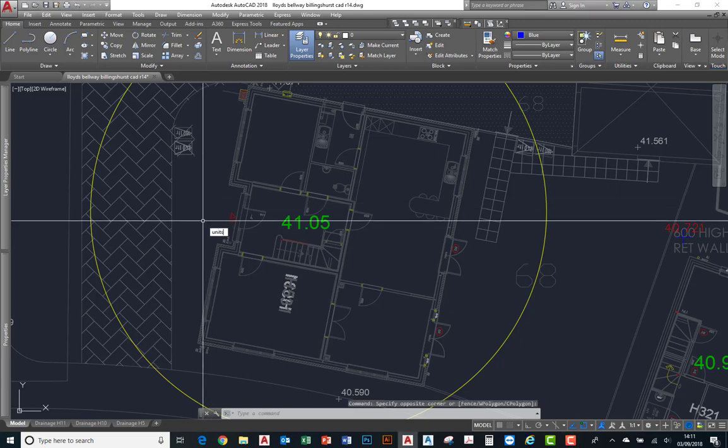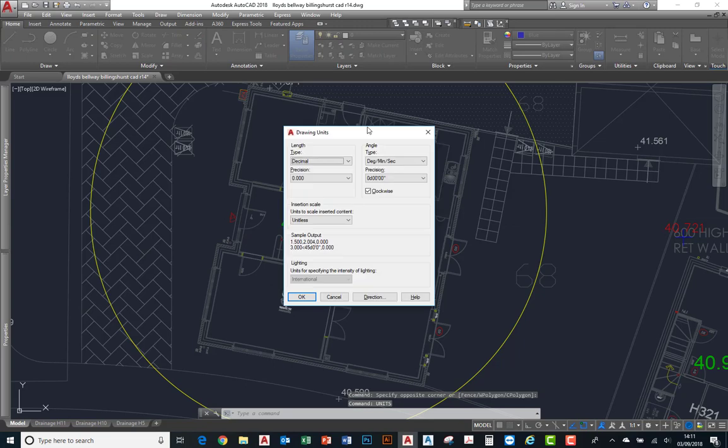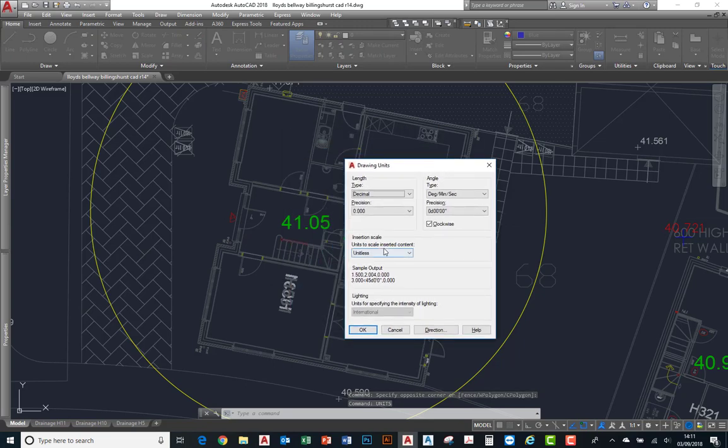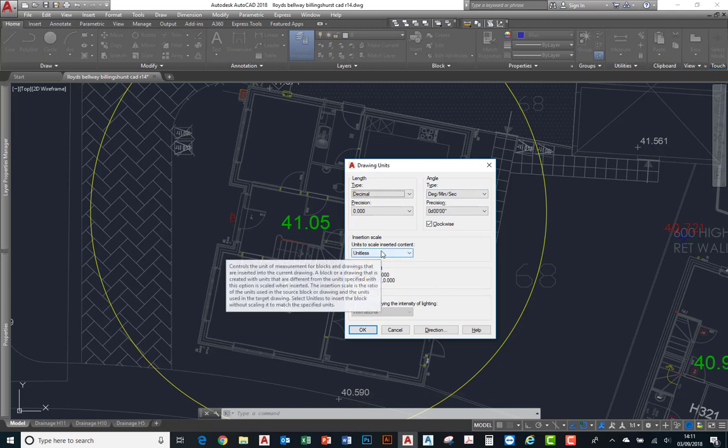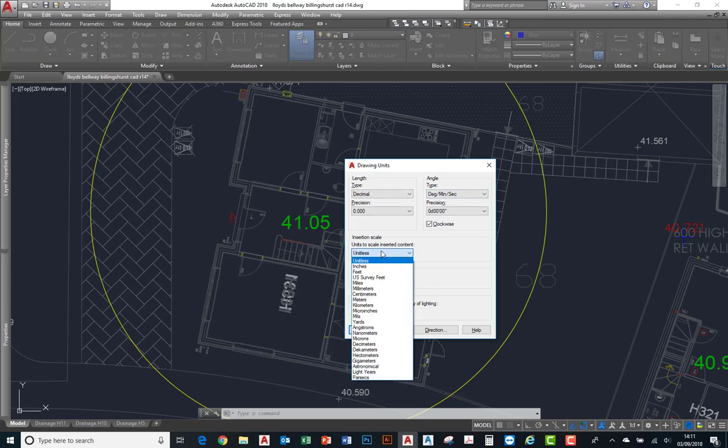Try again. And it'll tell us what the insertion scale is and that sort of thing. Now, at the moment this is showing us it's unitless, which is not particularly helpful. So you want it either to be millimeters or meters generally.